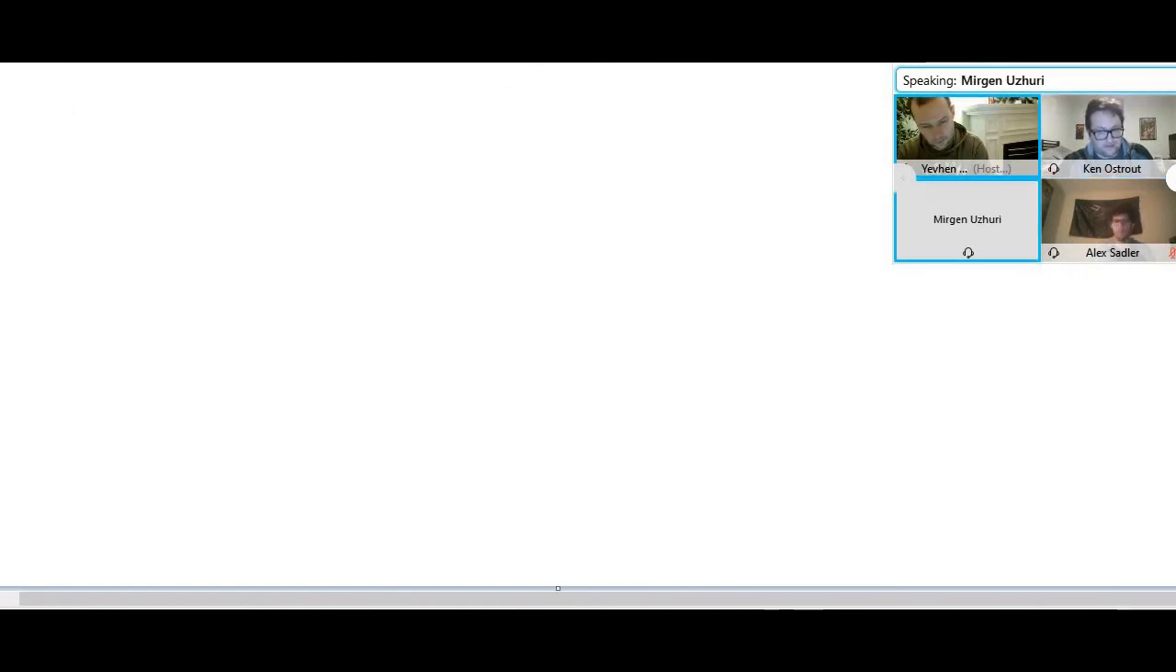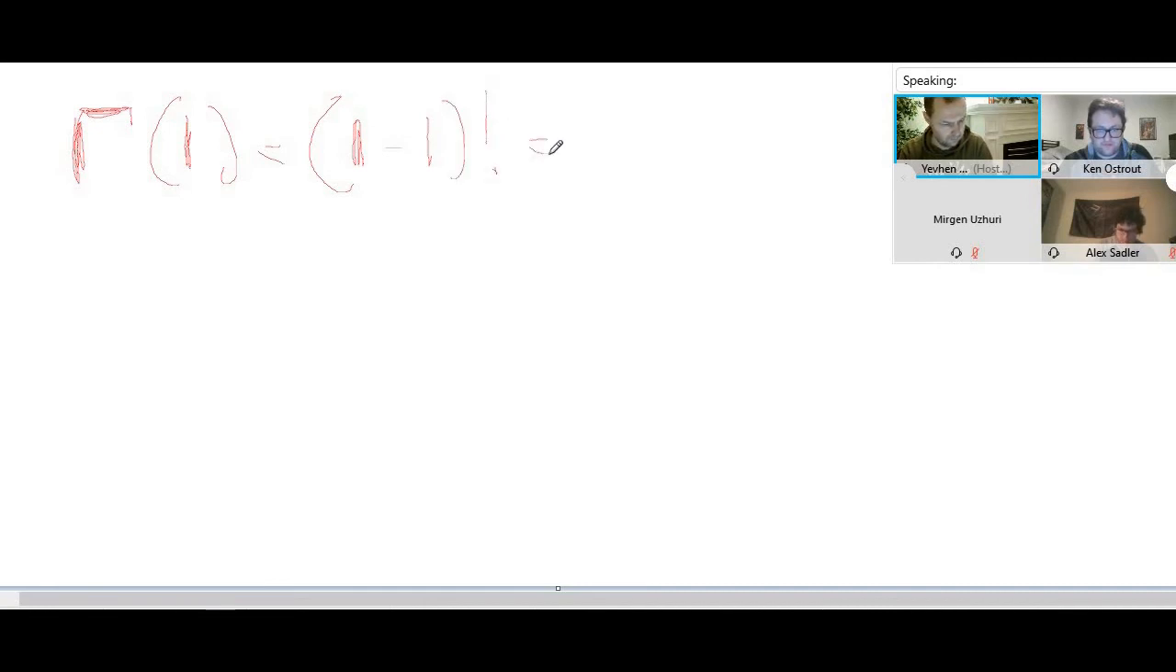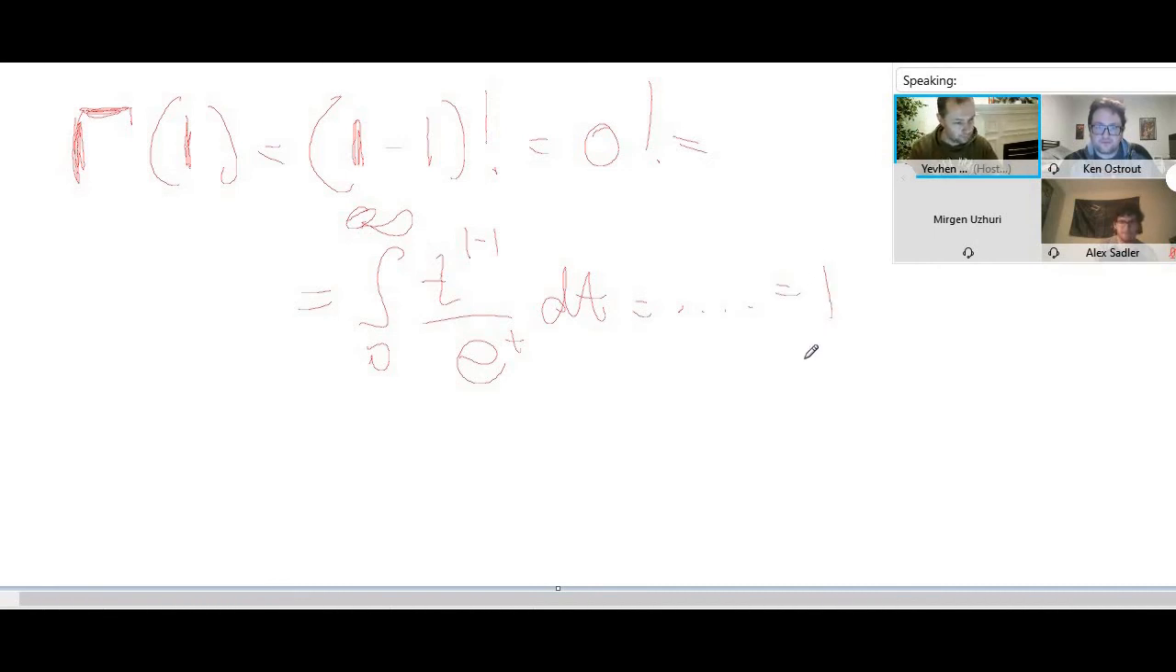So then, what is gamma of 1? Gamma of 1, by our formula, is 1 minus 1 factorial. But what is 1 minus 1? It's 0. Zero factorial would be 0, right? But it's also that wonderful integral from 0 to positive infinity, t to the 1 minus 1 divided by e to the t dt, and that whole thing evaluated to 1. Am I making any sense? This, my dear friends, is the real reason for why 0 factorial is 1.